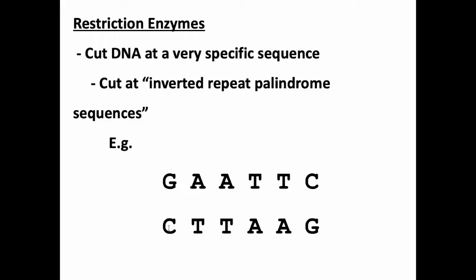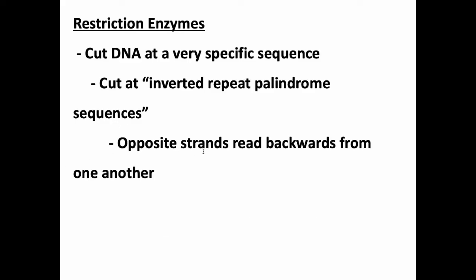GAATTC. It's the same sequence. So GAATTC is up here, GAATTC is down here. My best way of trying to describe this is an inverted repeat palindrome sequence is a sequence in which opposite strands read backwards from one another. Not every random snippet of 6 nucleotides in a sequence is going to do that, but with a very specific sequence, if you read the two strands in opposite orders, they are going to read the same thing.